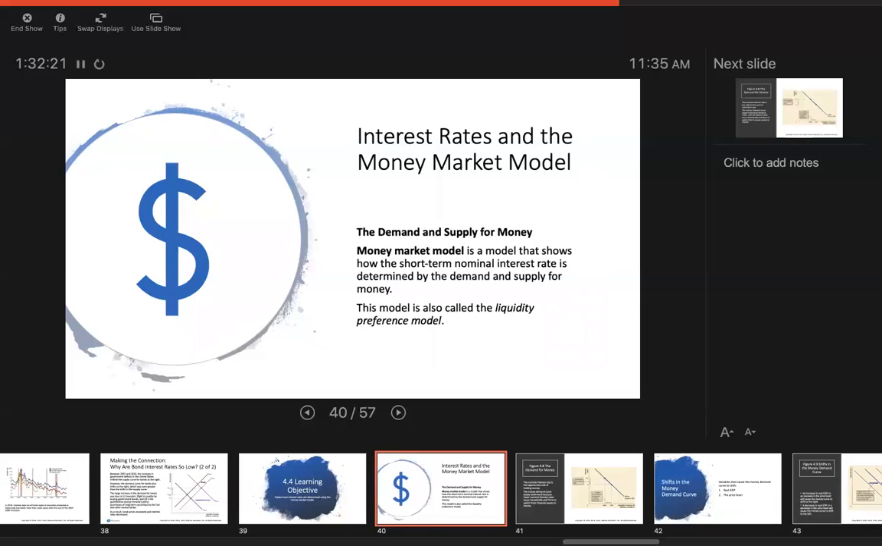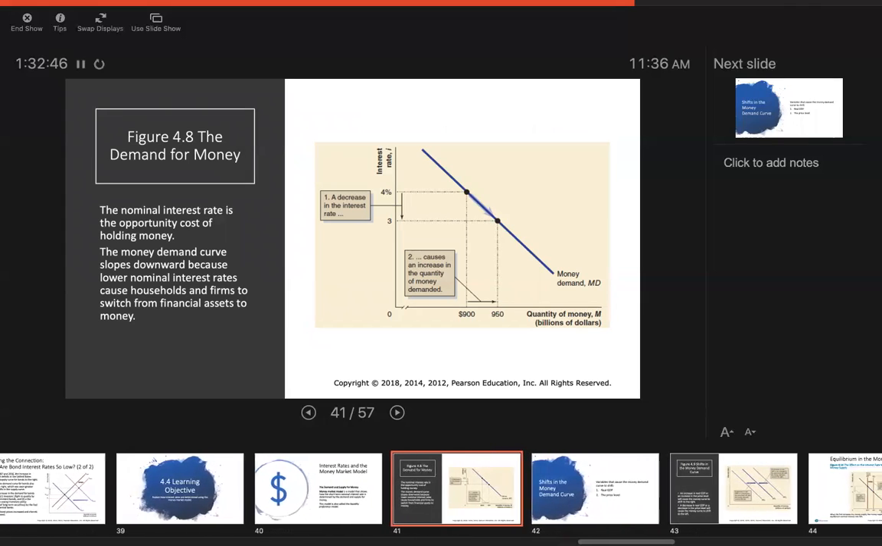So in the money market model, we begin by thinking about the demand and supply of money. We think about how the short-term nominal interest rate is determined by the demand and supply of money. This is a model which we also refer to in the literature as a liquidity preference model. Okay. So here's the story.